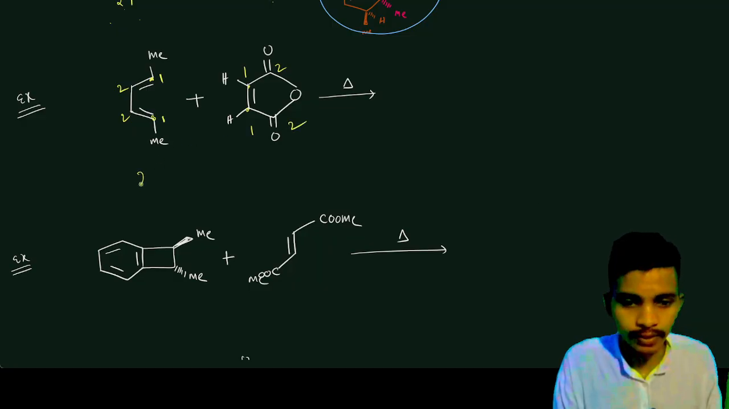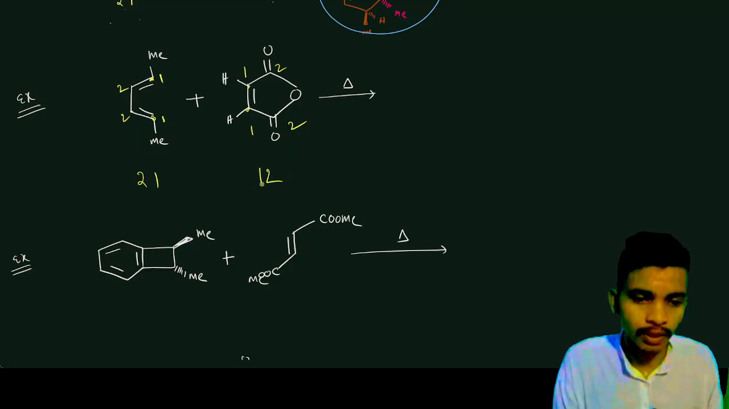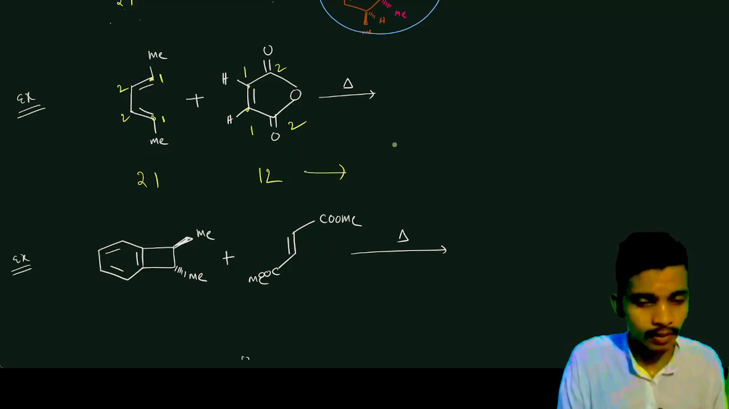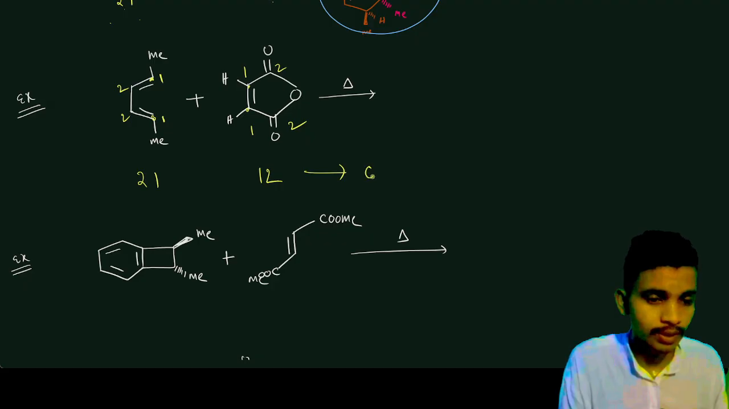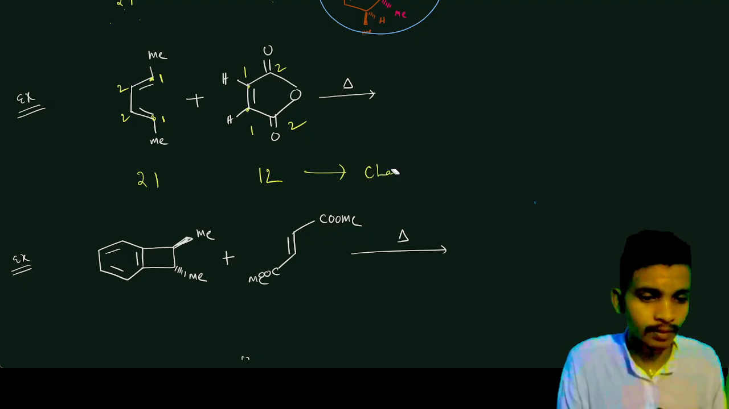It means that this is 2 1 and 1 2, which means the stereo will change. Okay, 2 2 and 1 1, no change in stereo, but 2 1 and 1 2, the stereo is going to change. So there is a change in stereo.